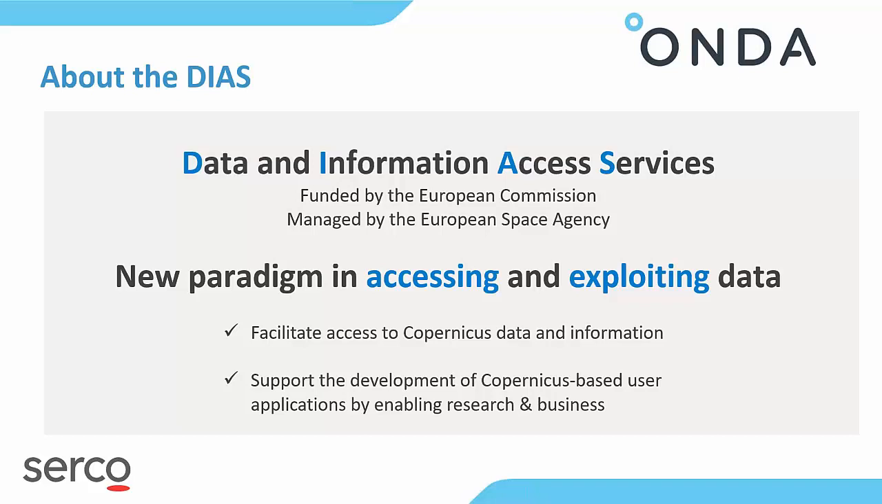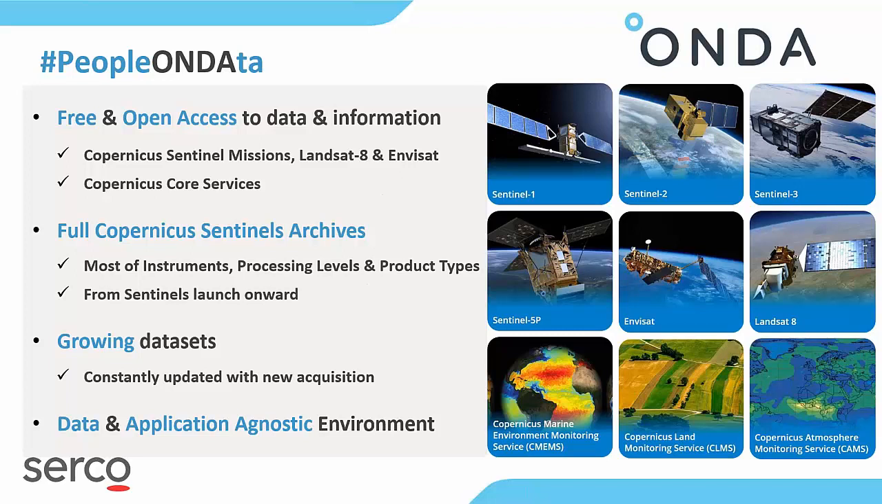So Onda is basically two things. Onda is data and cloud resources. Let's see the first pillar, which is data. We provide free and open access to one of the largest archives ever built for geospatial data and information. Today it consists of almost 22 petabytes of data, so you understand that this is a very large archive.